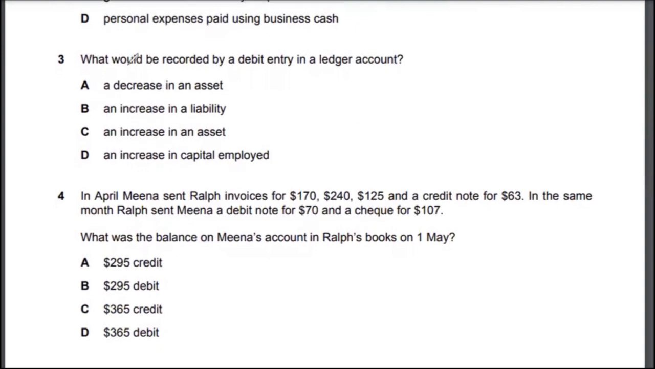So multiple choice three: what would be recorded by a debit entry in a ledger account? A decrease in an asset is credit. An increase in a liability is actually credit. An increase in an asset is debit.